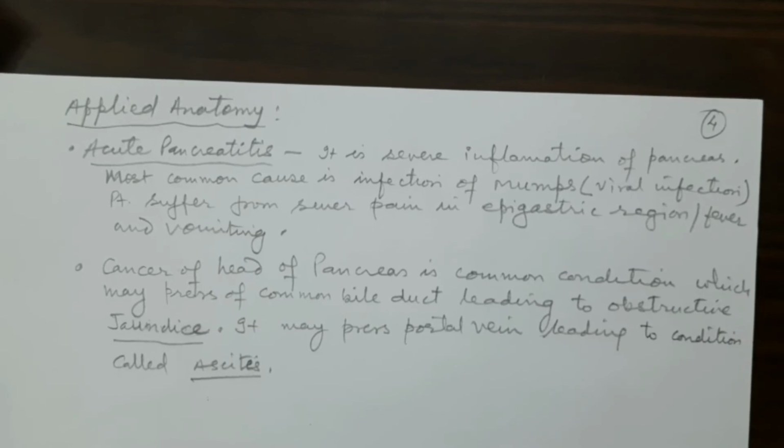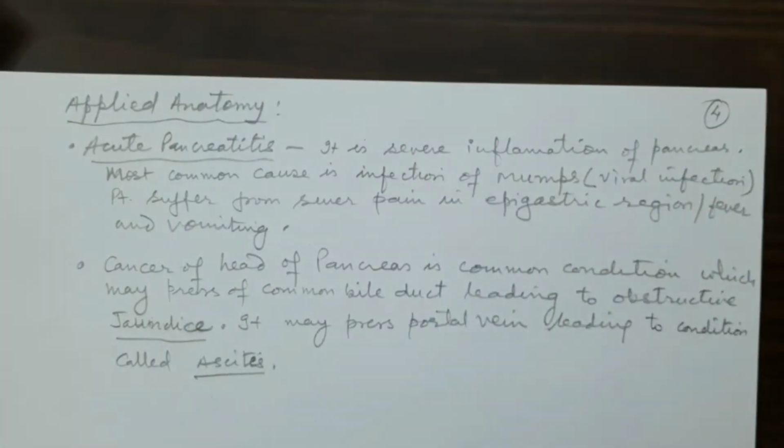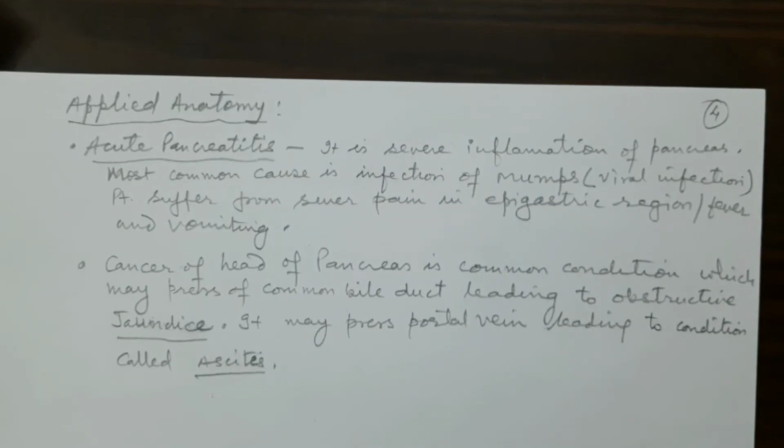The patient will suffer from severe abdominal pain in the epigastric region. Okay, in the epigastric region, there will be severe pain. It may be followed by fever, nausea and vomiting. Okay, nausea and vomiting are the signs of acute pancreatitis. So this is one of the important conditions.